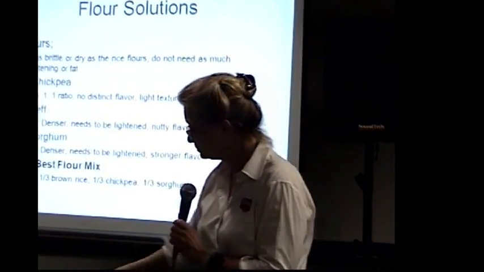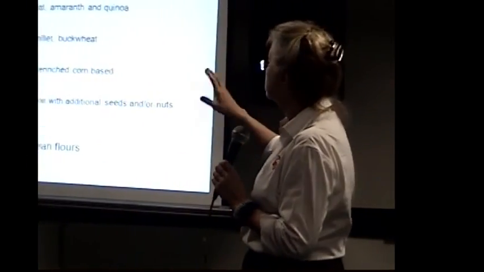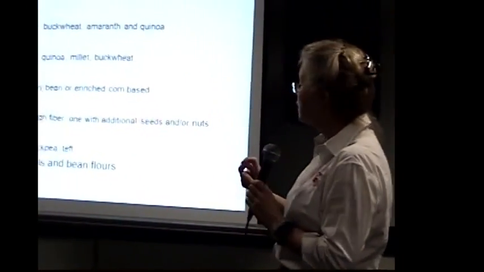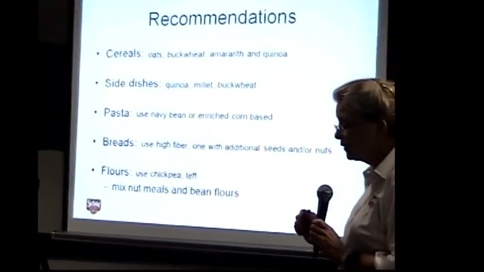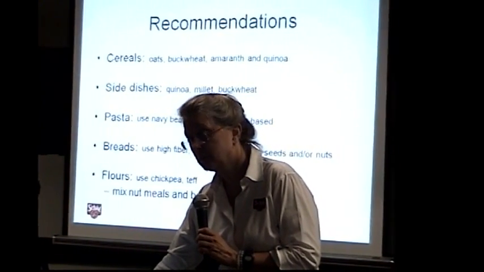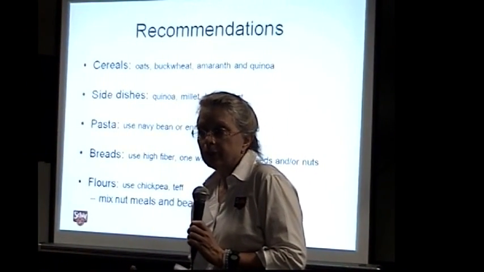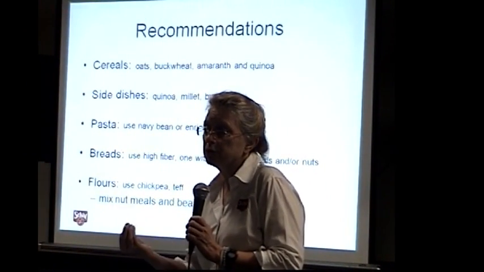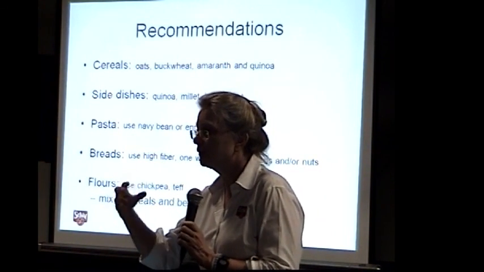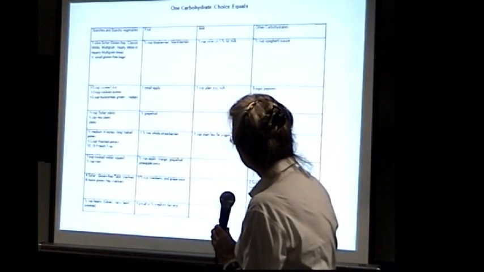Let's make life simple. Okay, recommendations. So for cereal, the gluten-free oats, the buckwheat, the amaranth, the quinoa, but taste that and see what you think. The side dishes, the quinoa, the millet, the buckwheat are great. Look for the pasta that's either the navy bean or the quinoa based, and the flours, use the mix. Another possibility, there's a lot of nut flours, which again would be protein based rather than carbohydrate based, and those are good, but again, they're heavy, so you need to kind of blend those.